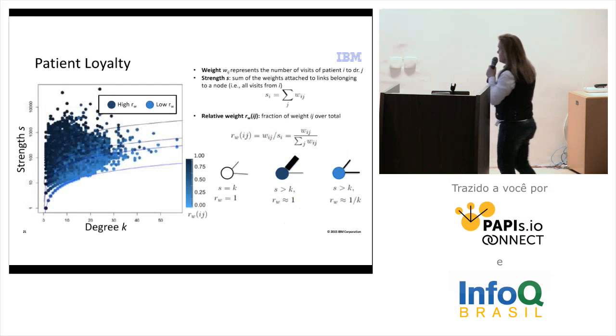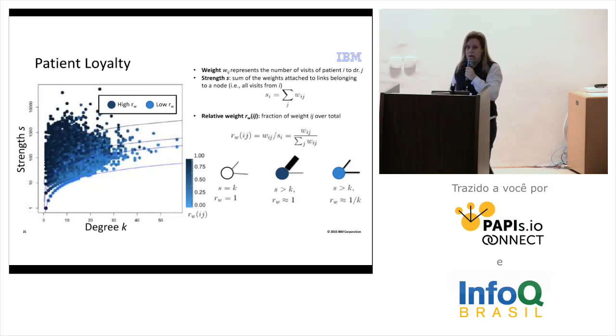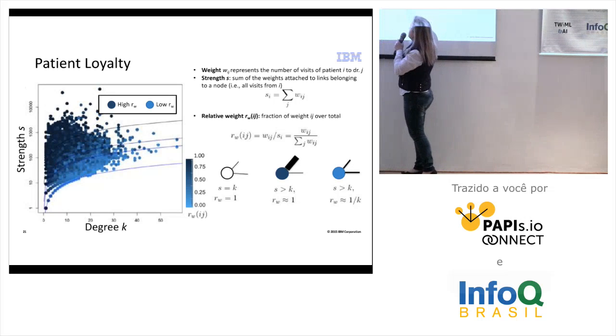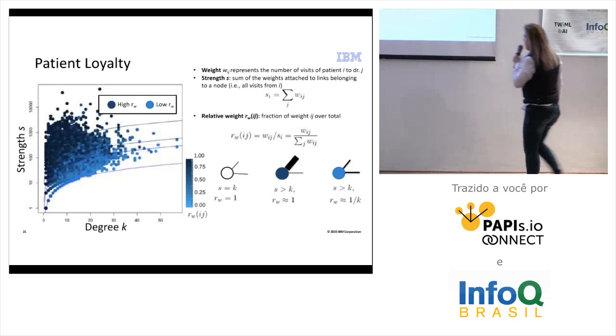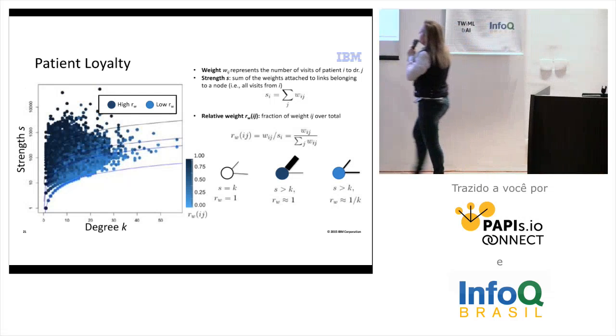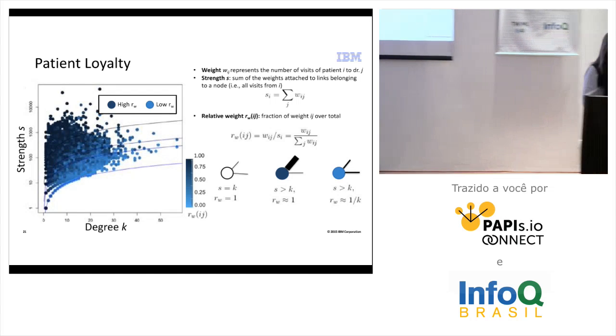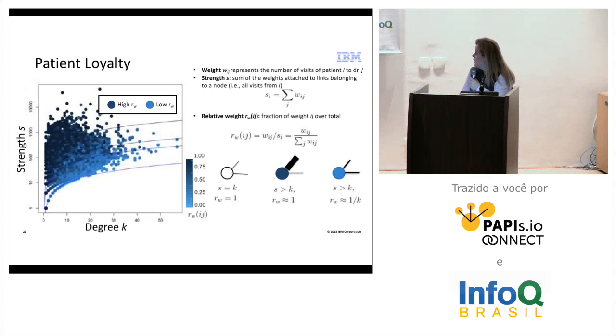Then we create this metric, which we call diluted and concentrated. We use the strength. If the degree is equal to the strength of the edge, it is not very significant, but these are the cases that were most interesting. Then we plot the network. These guys over here are the more important. They have a large degree: they went to a lot of physicians, and they went more to one physician. So they have the strength.